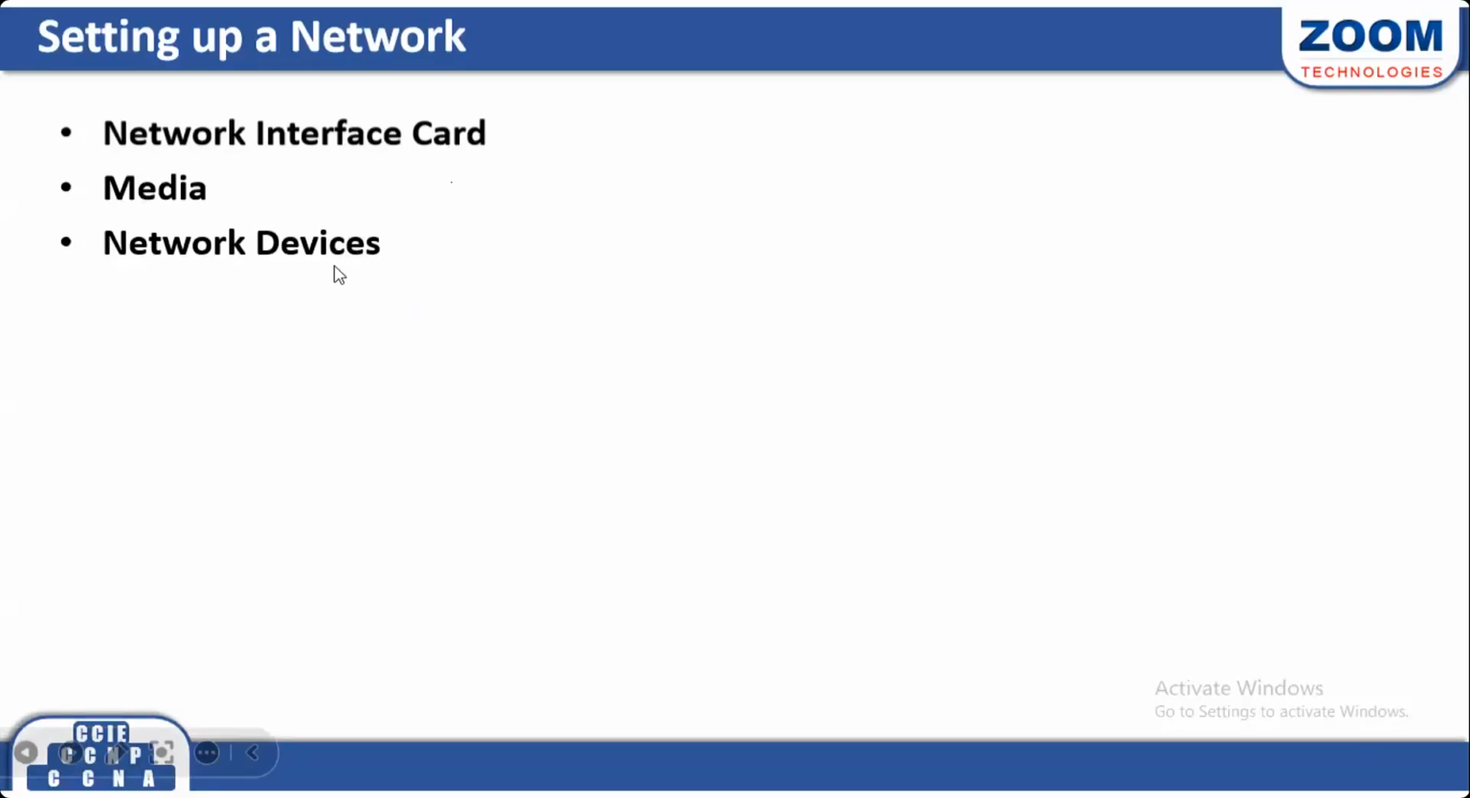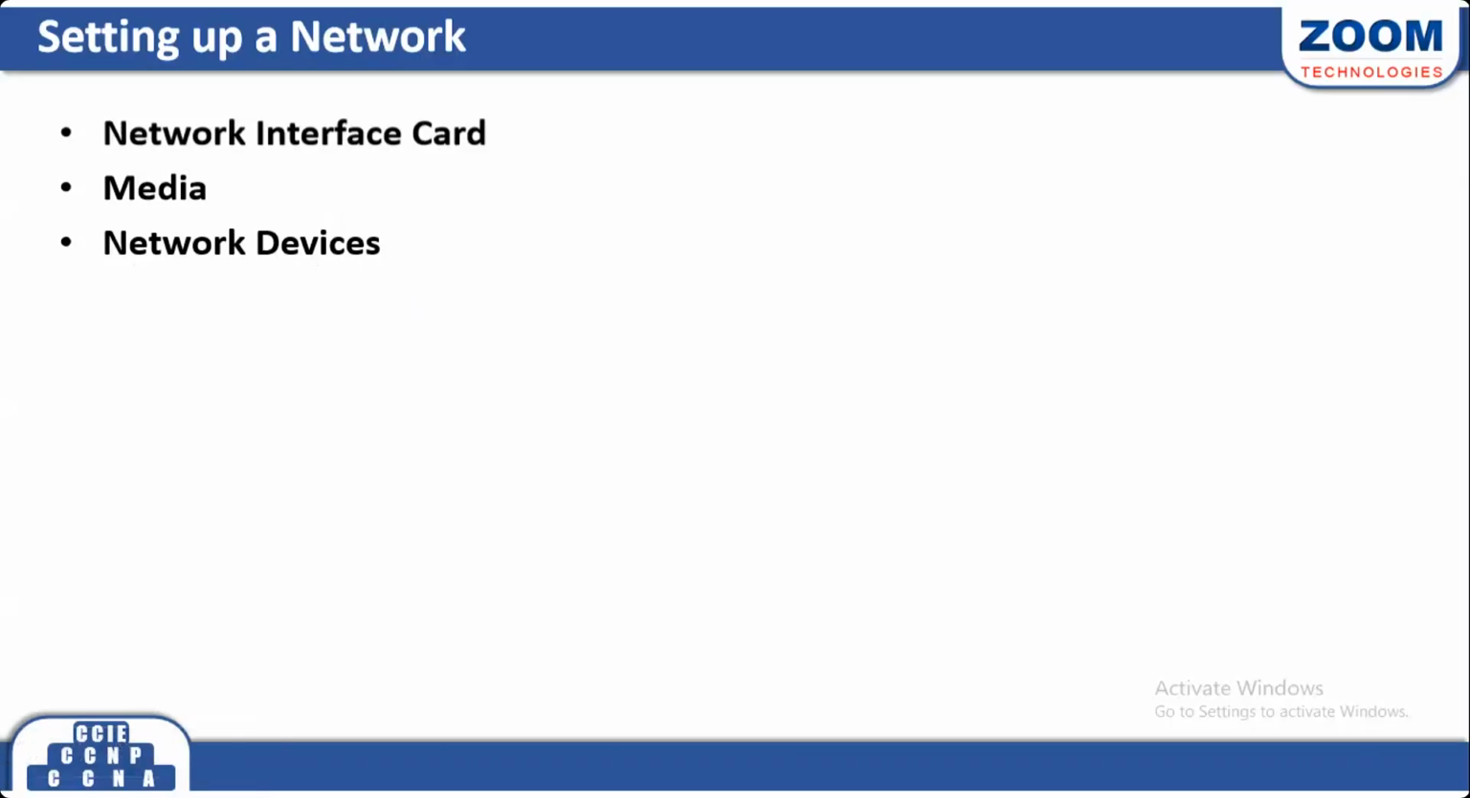If you want to set up a network, different network components are required, like the NIC, network interface card. Then media, that is cables, either guided or unguided, wired or wireless. Then network devices are required, like Cisco devices: router, switch, firewall, access point, WLC. Then we also require end user devices like PC, laptop, server, printer, IP phone.